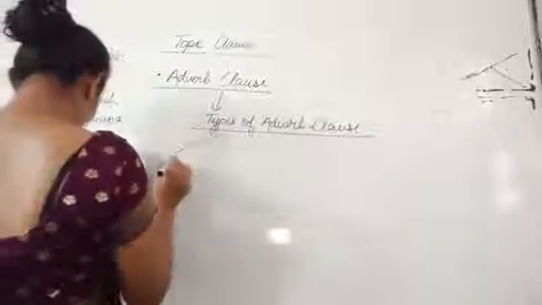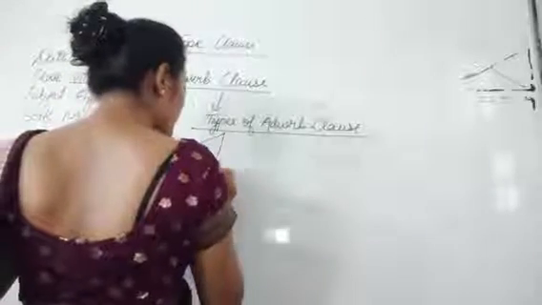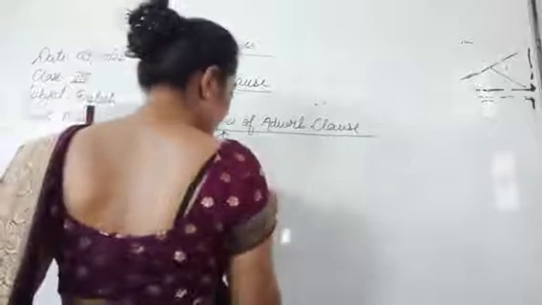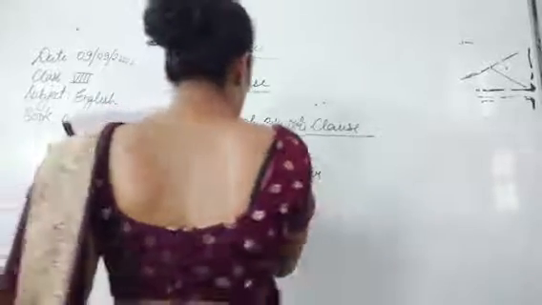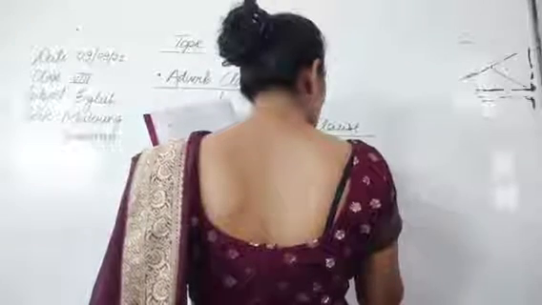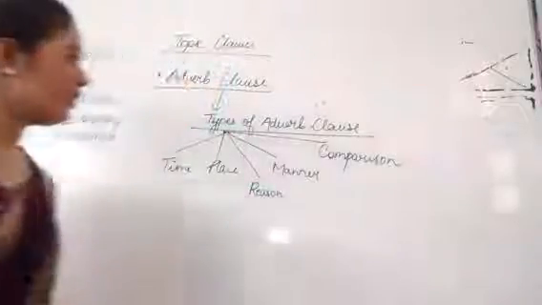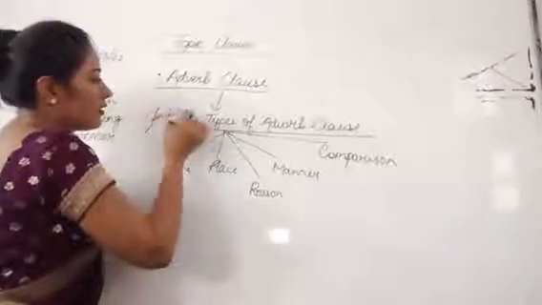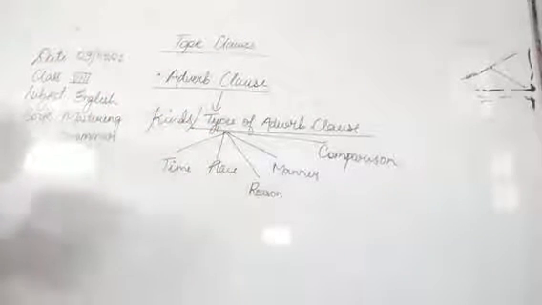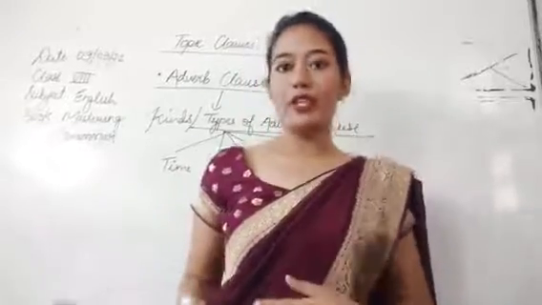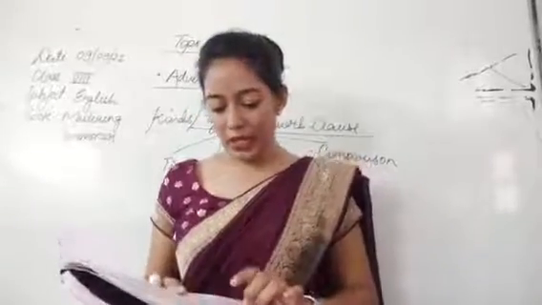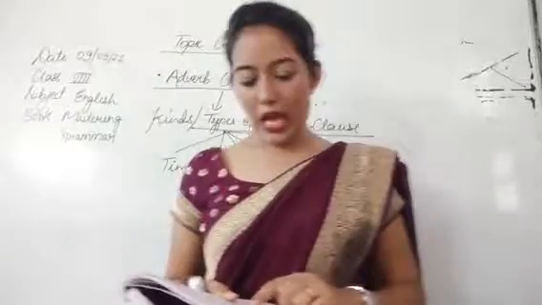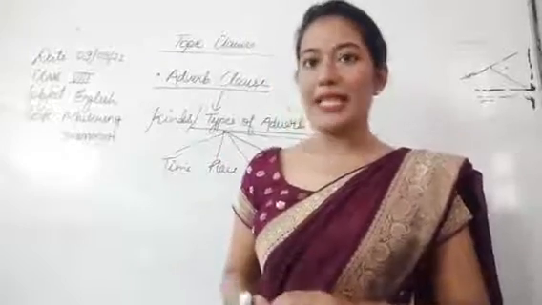Here it's given according to time, okay, place, then reason, manner, and the last one is comparison. Okay, these are the types or kinds of adverb clause. So, when I returned home, I found my dog missing. So, time, the answer is when. Okay? Place, where. Reason is why. And manner is how. And comparison means compares.